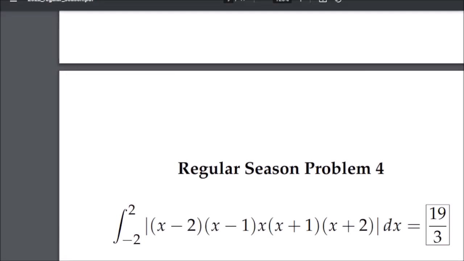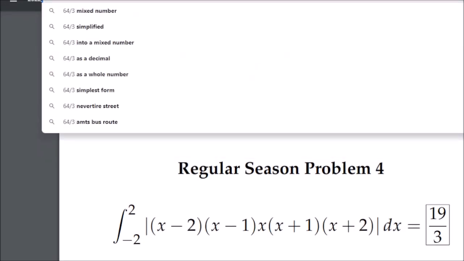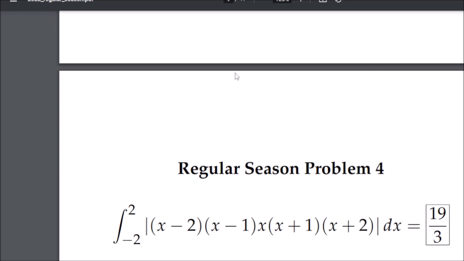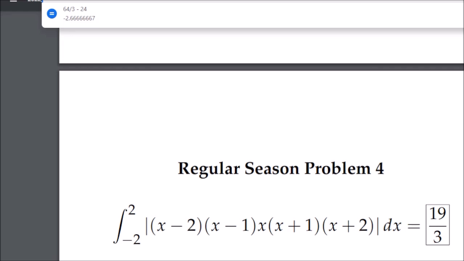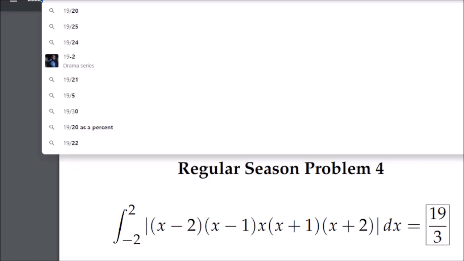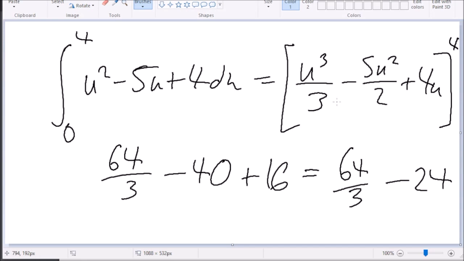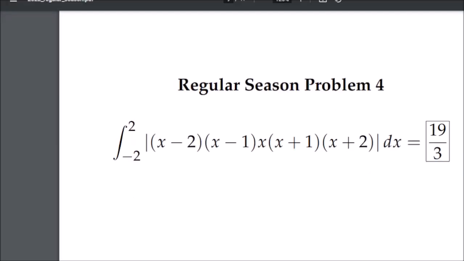Okay, well, 64 divided by 3 minus 24. I think this is incorrect. Wait, okay. And then 19 over 3. Yeah, this is incorrect. Oh no. I screwed up somewhere. I'm gonna use Wolfram Alpha.